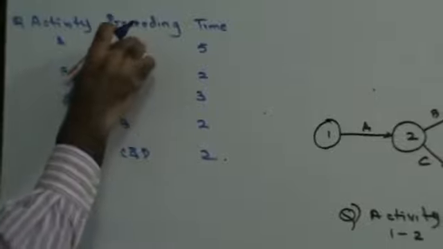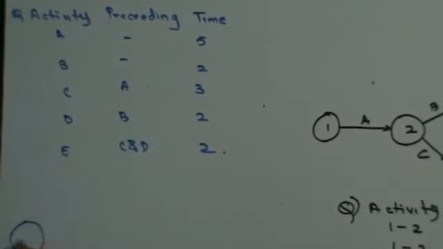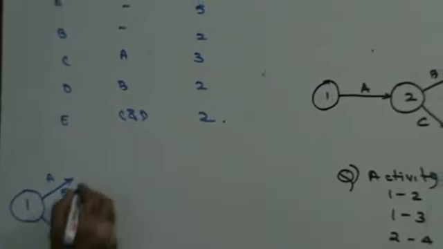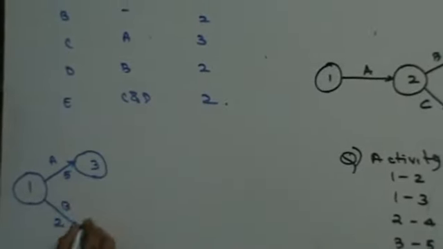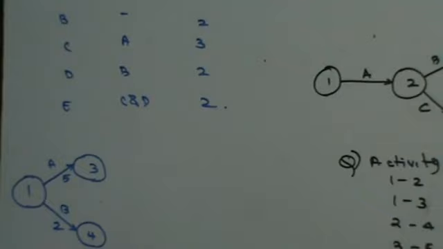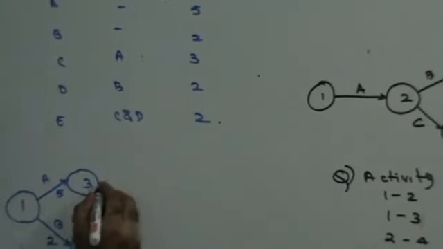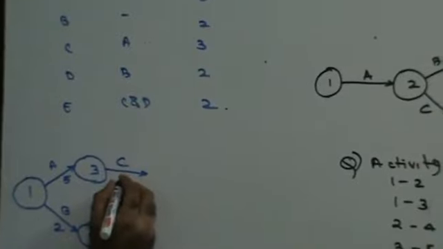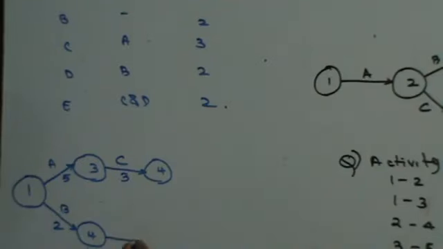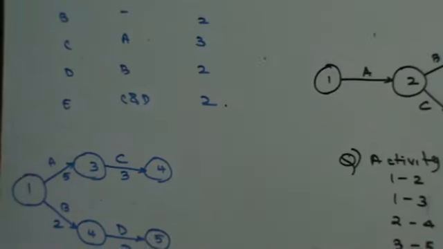Now there is nothing preceding these two. That means both of them are going to come from the same event. So from event 1 you will have activity A and you will have activity B. Activity A is 5 days, activity B is 2 days. Right? Now from A you have to go to C, 3 days. From B you go to D, which is 2 days.